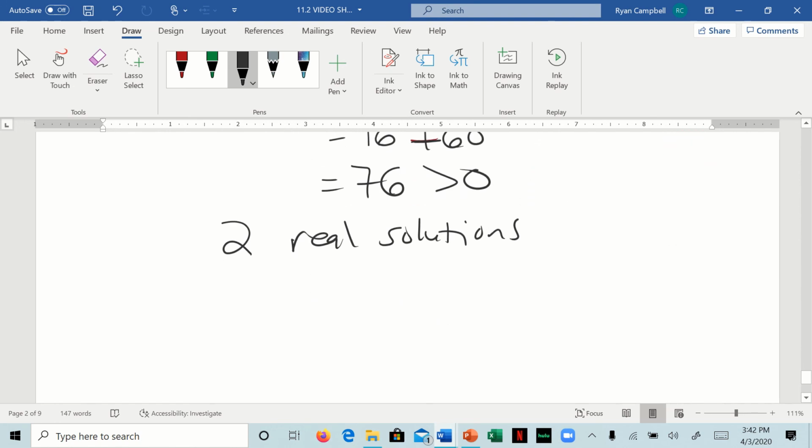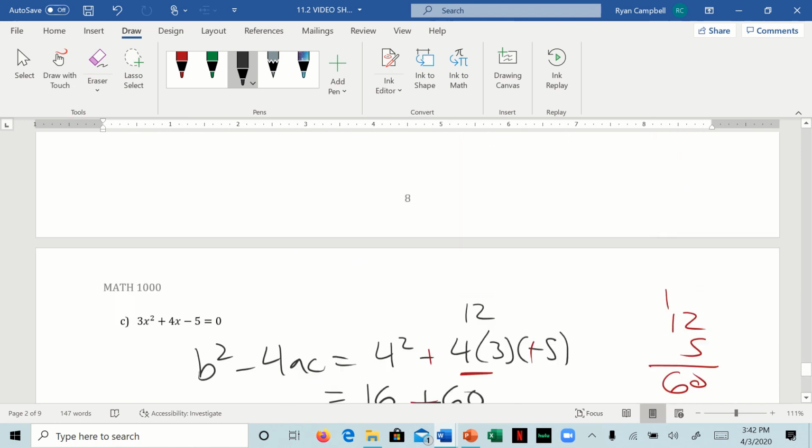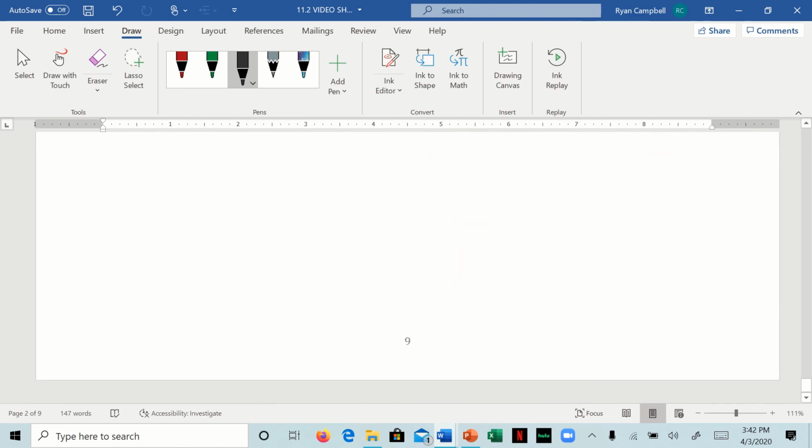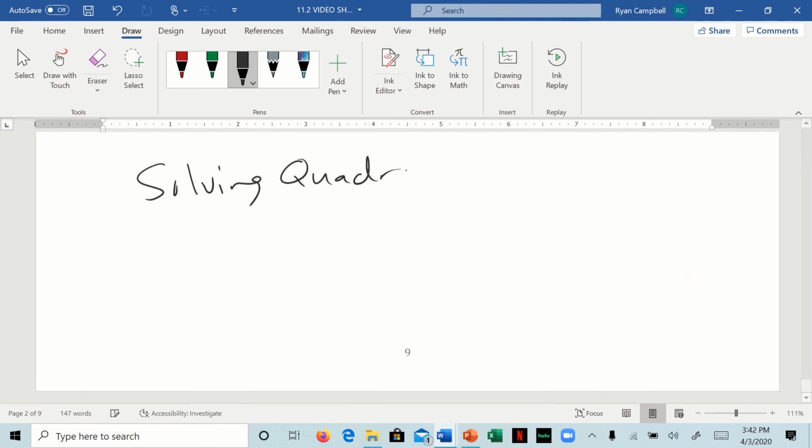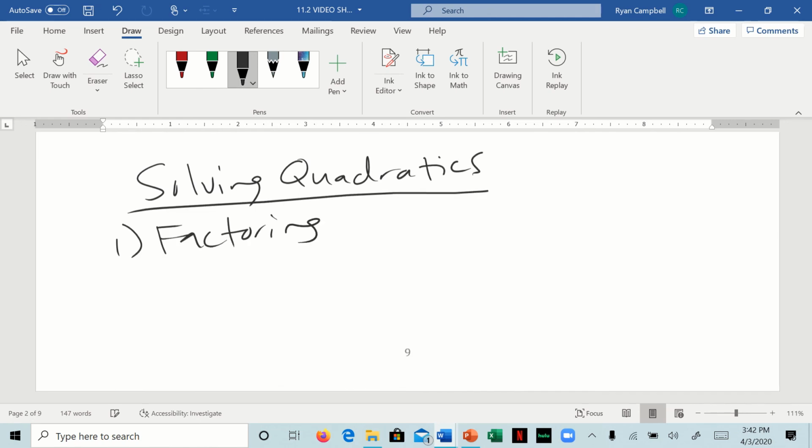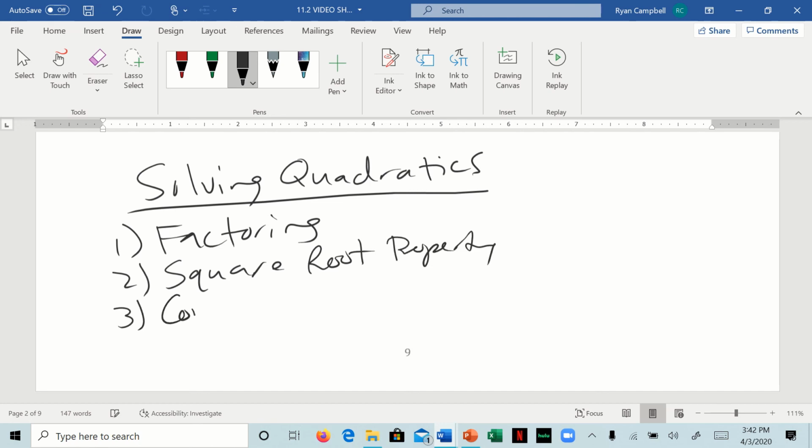All right, and that's it. The only thing I want to talk about now is we have talked about 4 different ways of solving quadratics. We can do it by factoring. We can do it using the square root property. We can do it by completing the square. And we can do it by the quadratic formula.